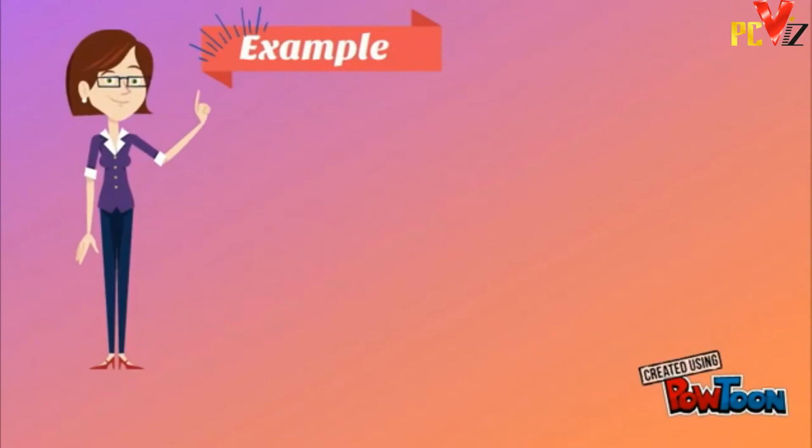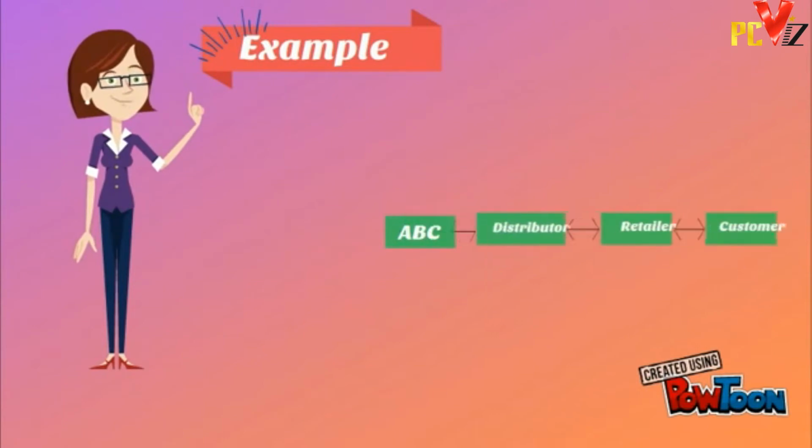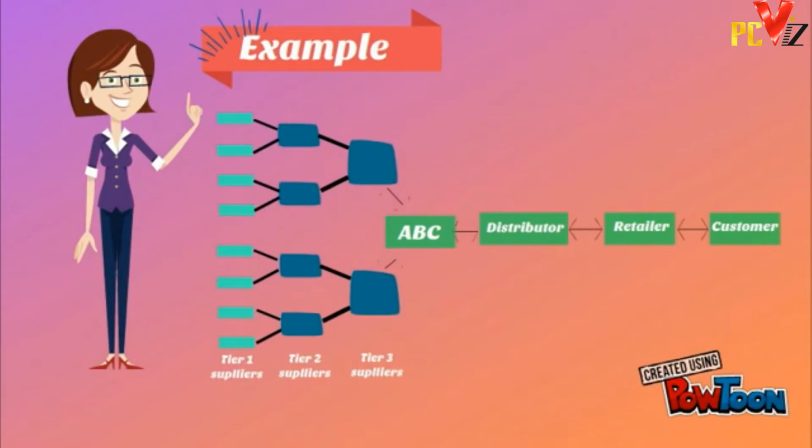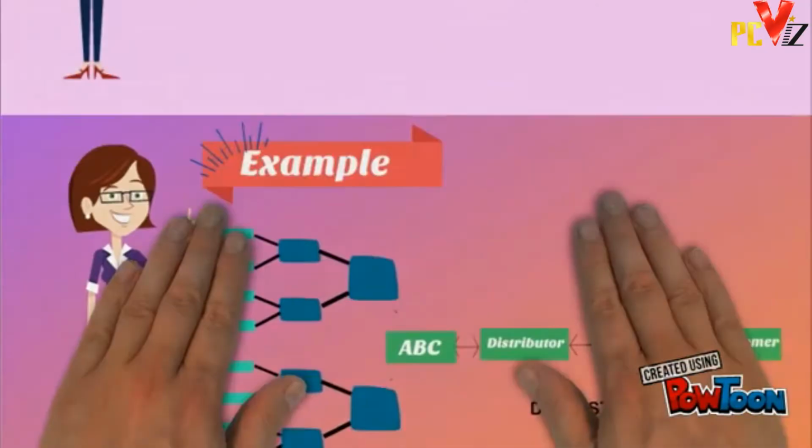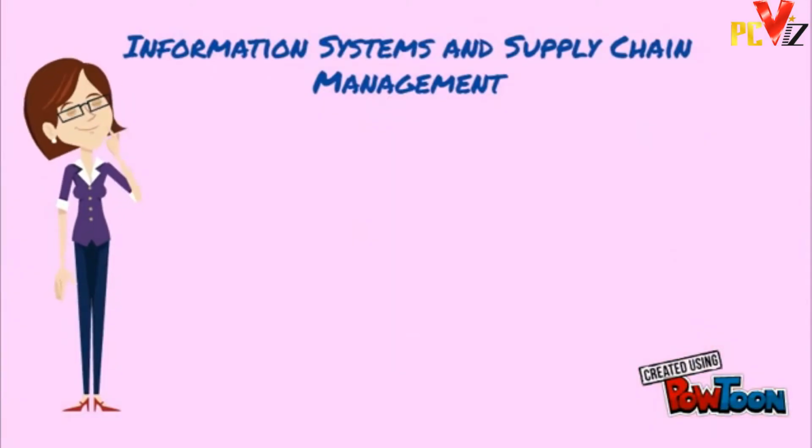Let's look at the supply chain for ABC Company as an example. ABC designs, markets, and sells its product to many countries. ABC has its own suppliers. This diagram shows the major entities in ABC's supply chain and the flow of information in upstream and downstream activities. Information is the glue that holds the supply chain together.